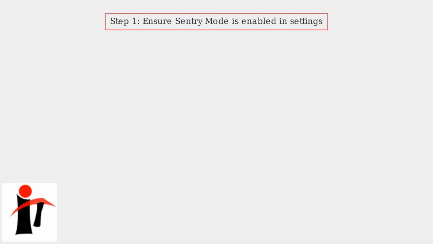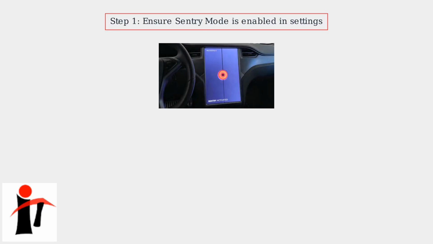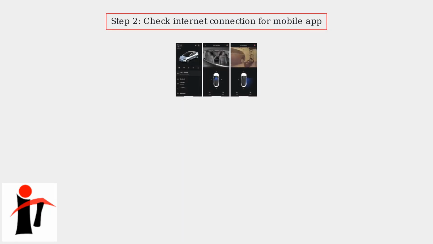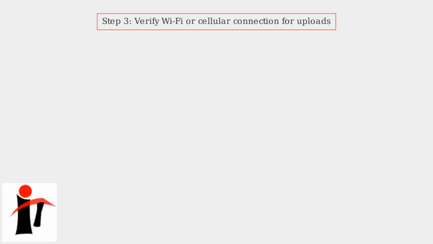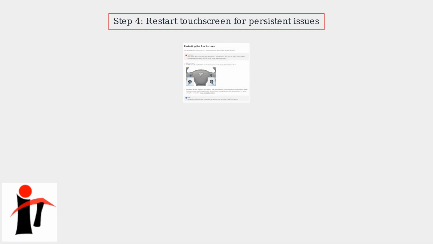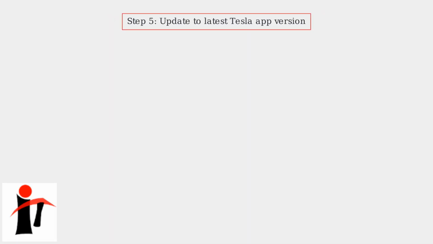If you're having trouble viewing Sentry mode clips, first ensure that Sentry mode is enabled in the car's settings. Check your internet connection if using the mobile app. If clips aren't uploading, verify that your car is connected to Wi-Fi or has an active cellular connection. For persistent issues, try restarting the Tesla touchscreen. Make sure you have the latest version of the Tesla app installed.